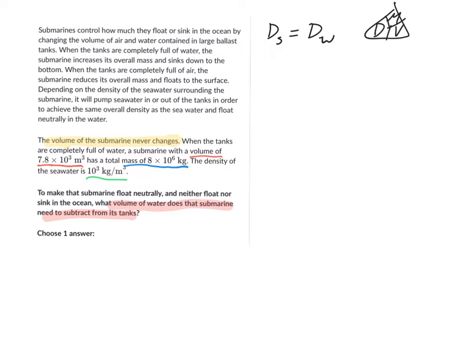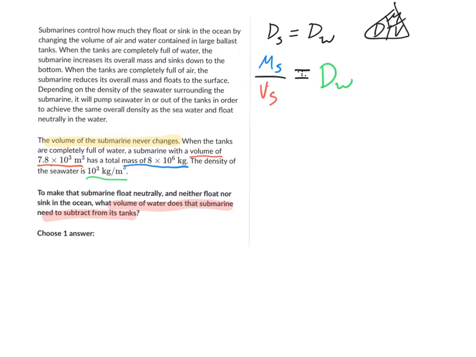So if I was to plug all these things in, right? Remember, the density of something is just mass divided by volume. So the density of the submarine is just the mass divided by the volume. So we could say the mass of the submarine divided by the volume of the submarine still needs to equal the density of the water.